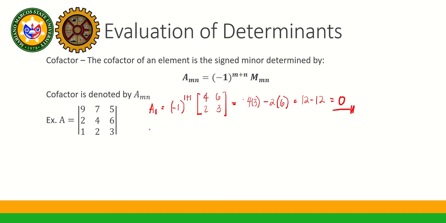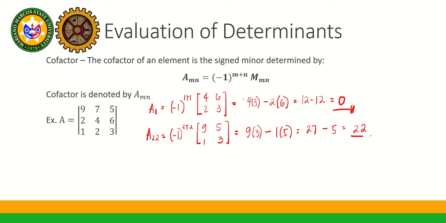For A22 naman, where is A22? This one, the 4. So this is equal to negative 1 raised to 2 plus 2 times, this gets removed, and we will be left with 9, 5, 1, and 3. So this is negative 1 raised to 4, which is positive 1, so we won't write it. And then 9 times 3 minus 1 times 5. 9 times 3 is 27 minus 5. That will be 22. So 22 is the cofactor of element A22.